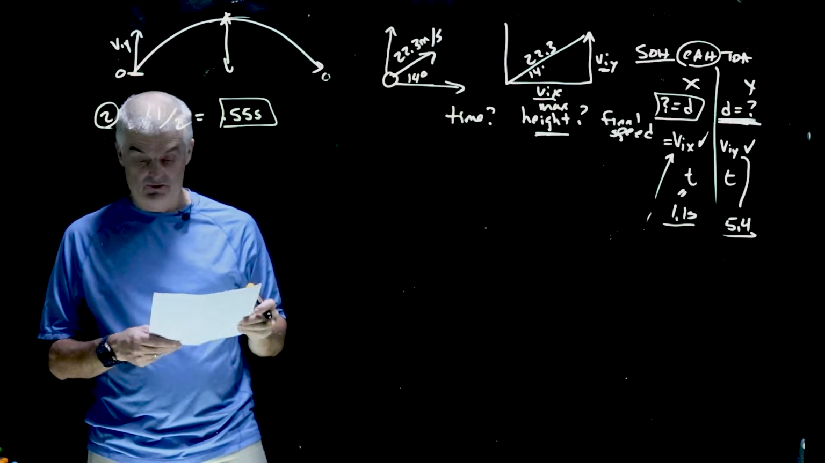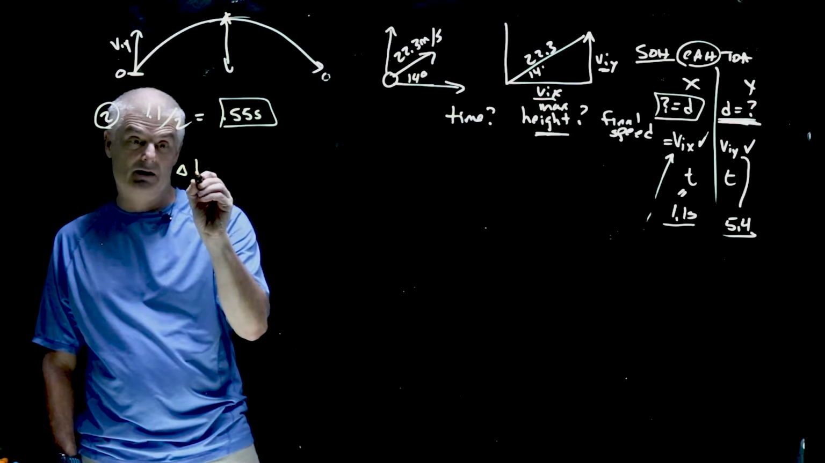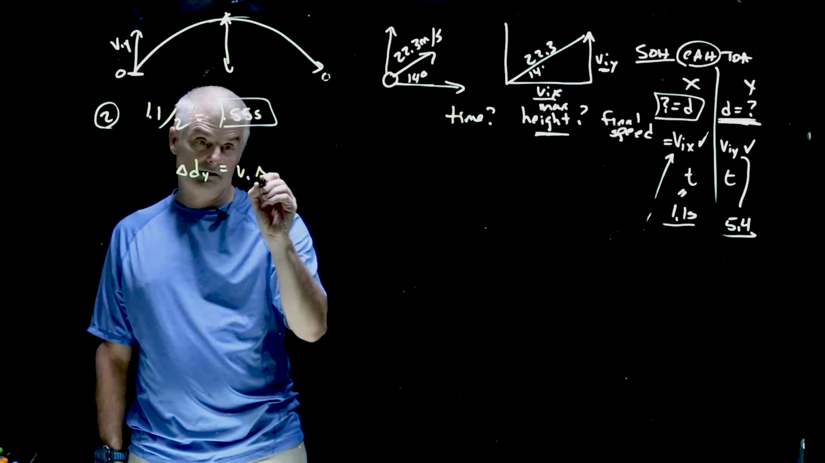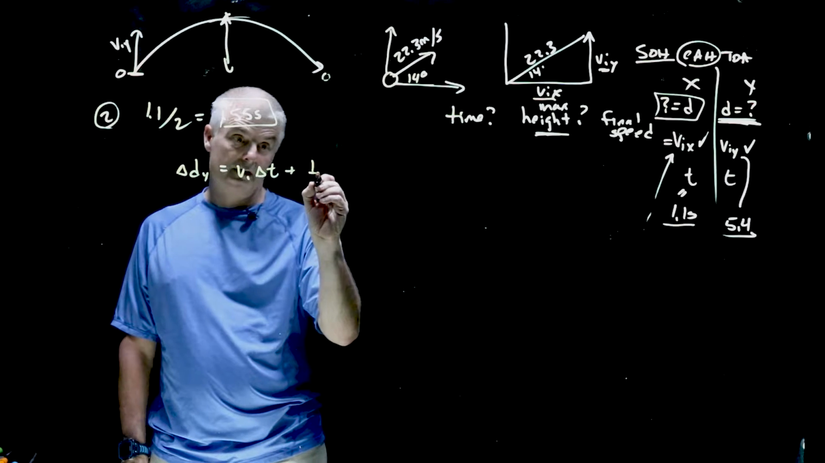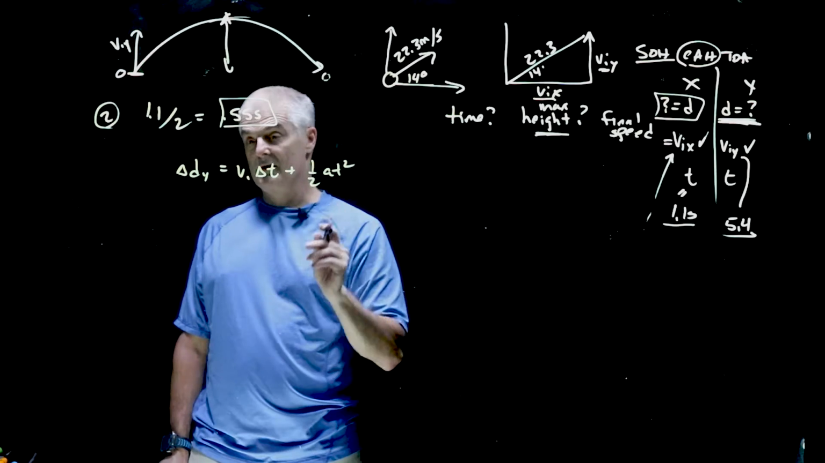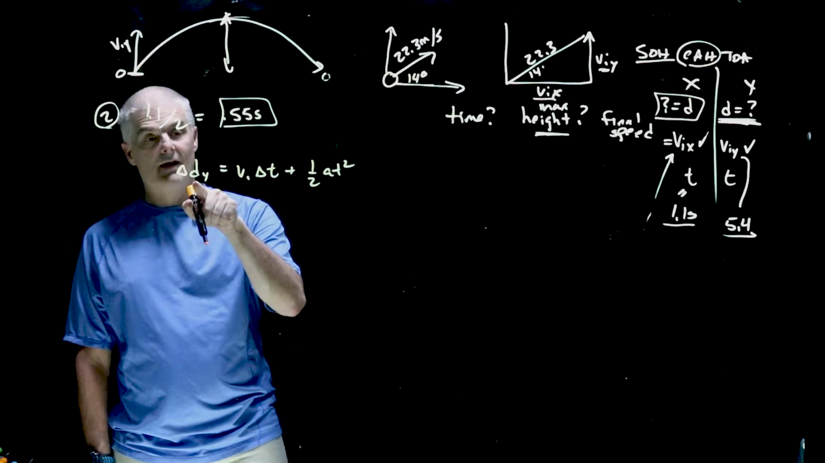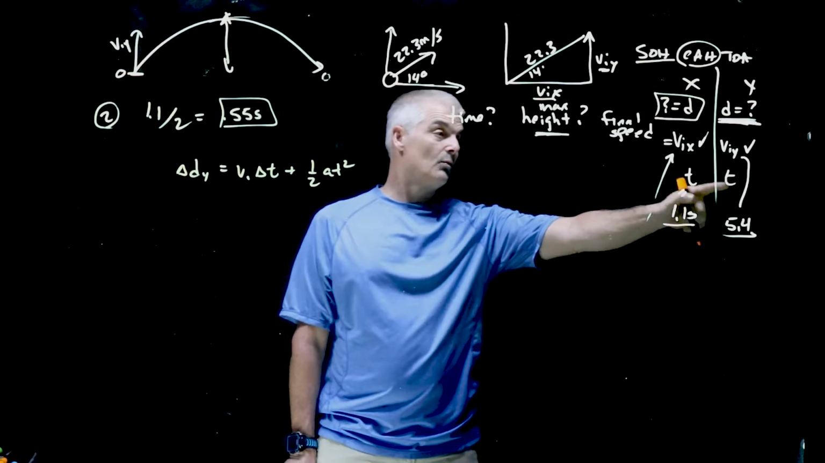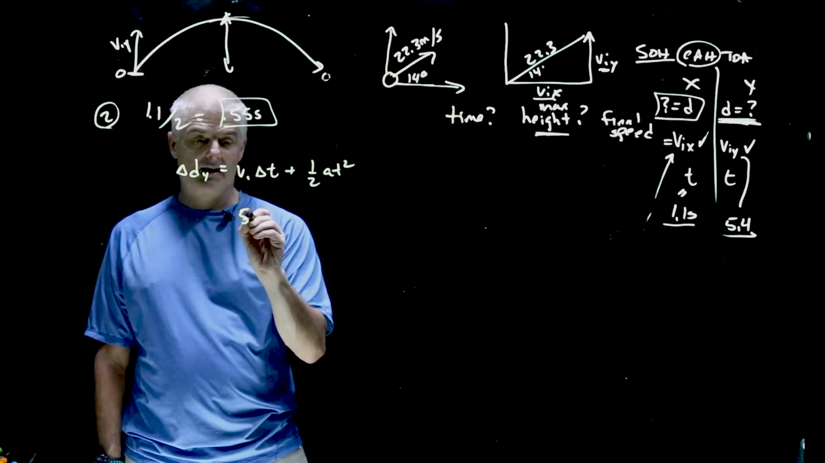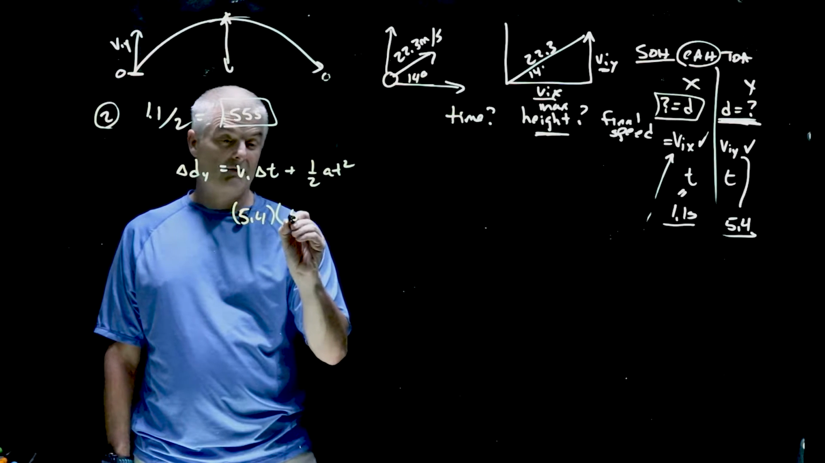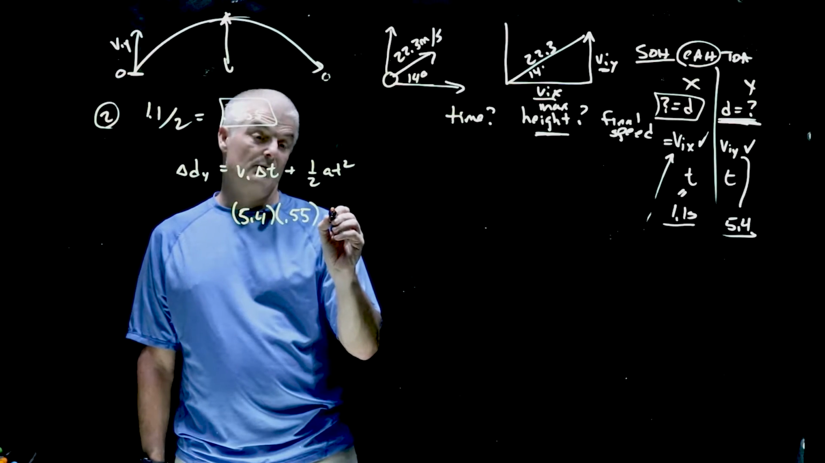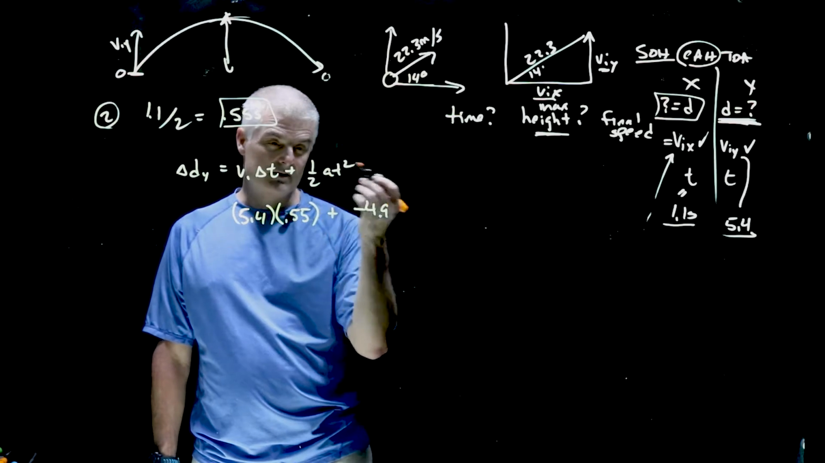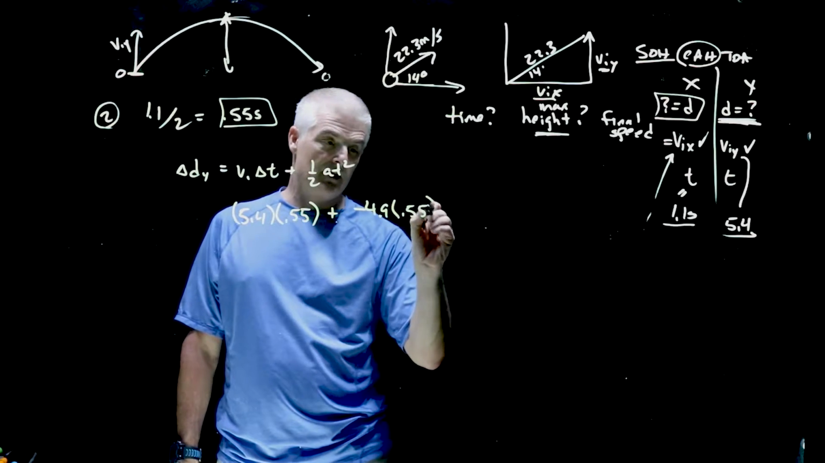Next, what we're going to do is an equation we've seen before. Delta dy is equal to vi delta t plus 1/2 a t squared, and a, of course, being the acceleration of gravity. So we're trying to find the height of the ball at the time of 0.55 seconds. We know the initial velocity in the y direction is 5.4, so 5.4 times 0.55, plus negative 4.9, because g is negative, acceleration of gravity, times 0.55 squared.